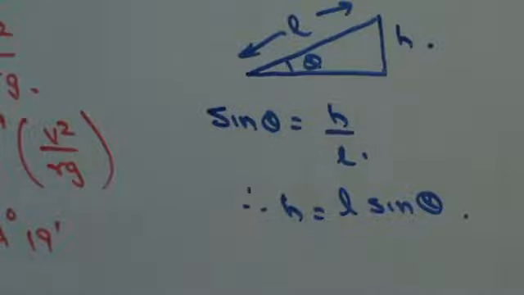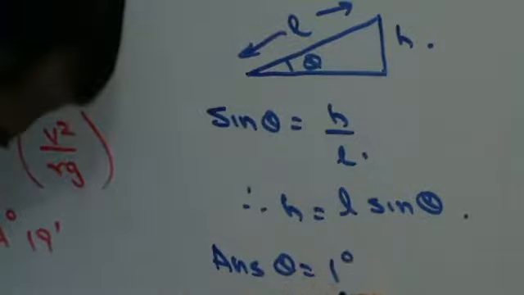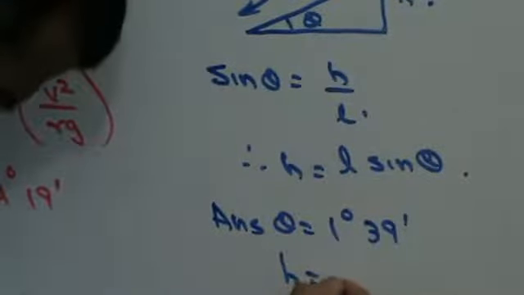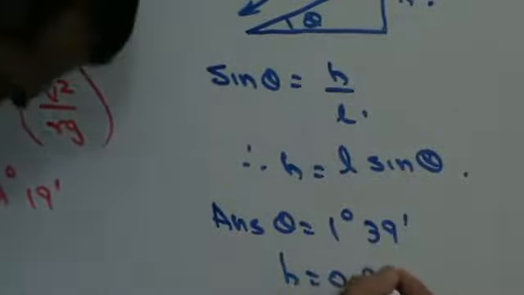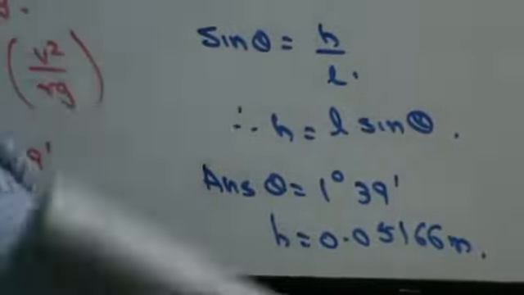elevated. The answer for this should be theta is 1 degree 39 minutes and the height of elevation is 0.05166 meters. Right? Take our next up please.